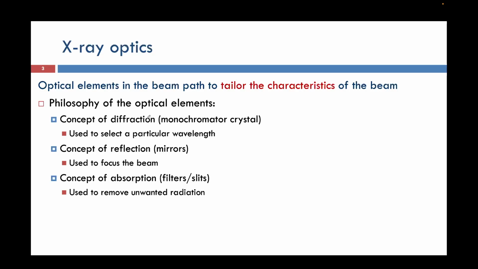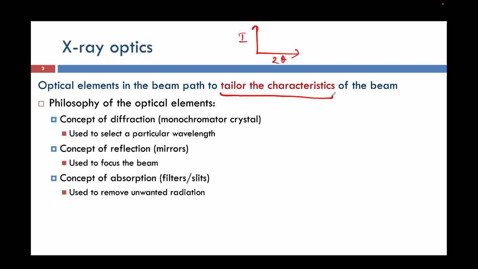it later. Intensity versus 2 theta is the primary output of an X-ray diffractogram, which gives us intensity on the y-axis and 2 theta on the x-axis. So intensity is one of the primary objectives of ours. And here, optical elements in the beam path, what do they do? They tailor the characteristics of the beam.